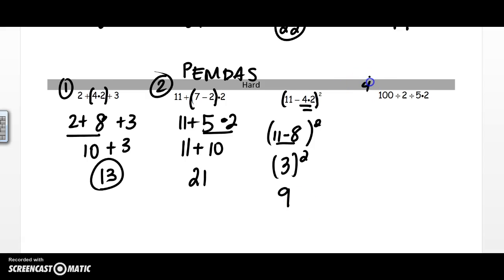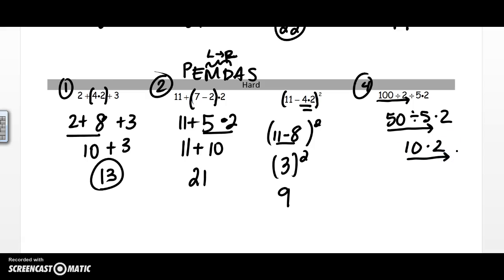In the last problem, problem 4, you only have division and multiplication. And remember we said if you have either of these, you always work left to right. Okay, so even though multiplication comes before division, you still are going to work left to right. So you're going to do 100 divided by 2 first, which is 50. And then you're still going to work left to right. 50 divided by 5 is 10. And now, even though multiplication is first in PEMDAS, you're going to perform it last here because you can put division before multiplication, and that would be 20.